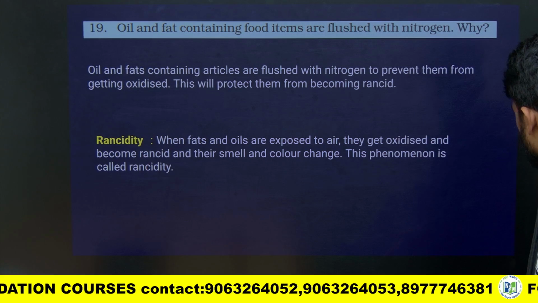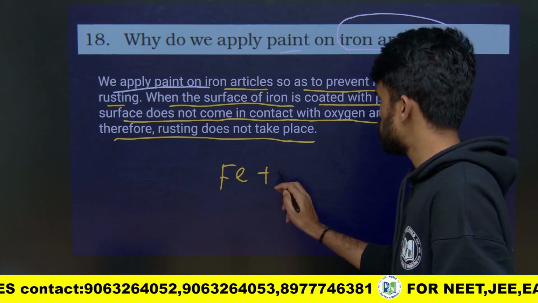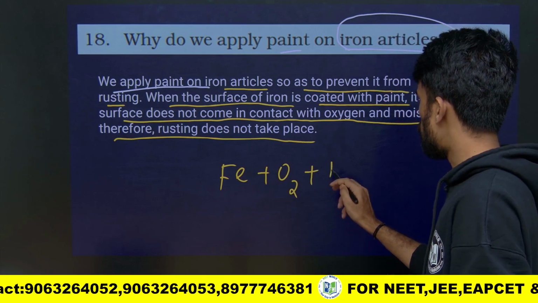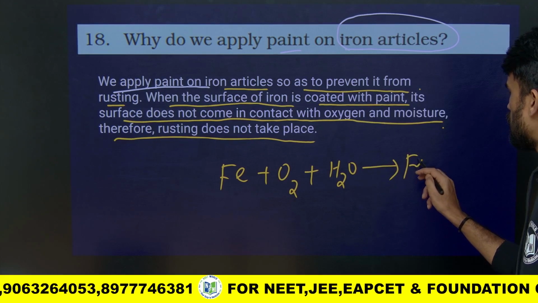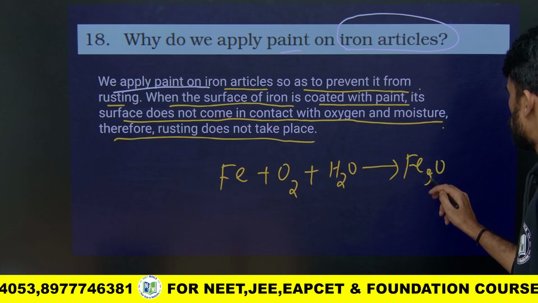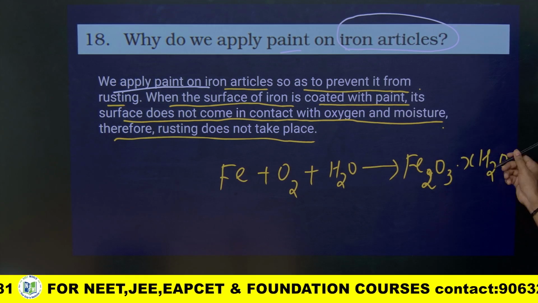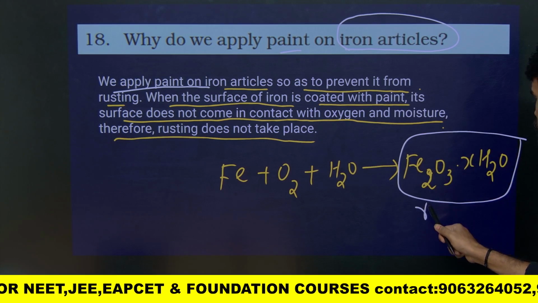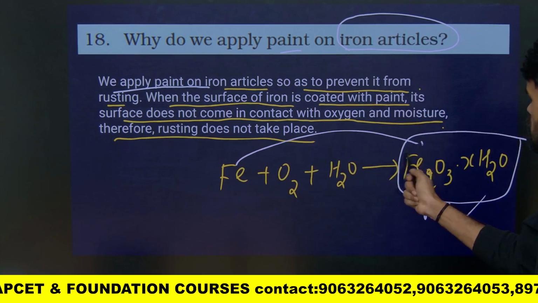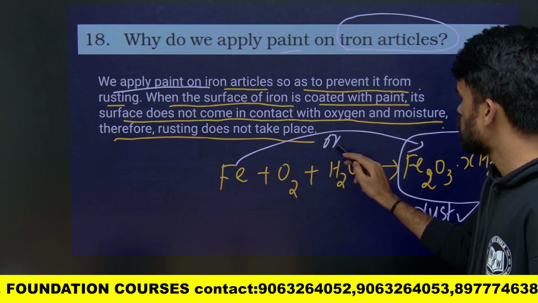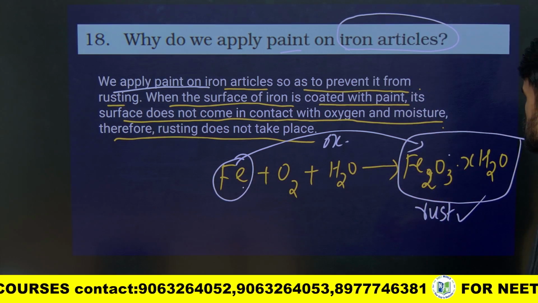Now for example, if iron is exposed, what happens here? When iron is exposed to oxygen and also water, the moisture present in the atmosphere, it will form iron oxide, Fe2O3.xH2O. This is nothing but the formula of rust. So rusting is what process? Rusting is an oxidation process. Iron is converting into iron oxide. So rusting is an oxidation process.